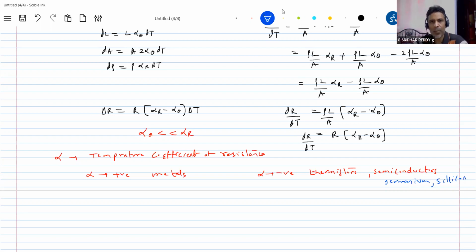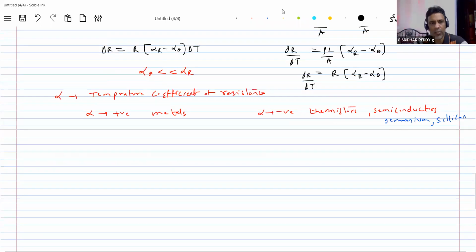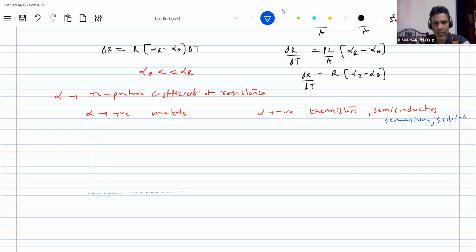As you increase temperature, what actually happens in this material? The resistance will decrease. That's why alpha for them will be negative. So now rho is going to be a decreasing quantity. Here rho was increasing with temperature, but now rho will be decreasing. The graphs for these two we are going to learn in detail in semiconductors. For the time being, I'm just giving information. They are called thermistors.